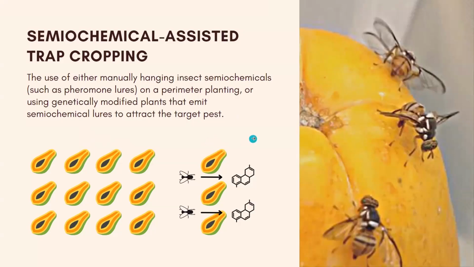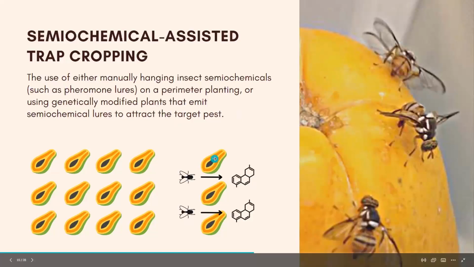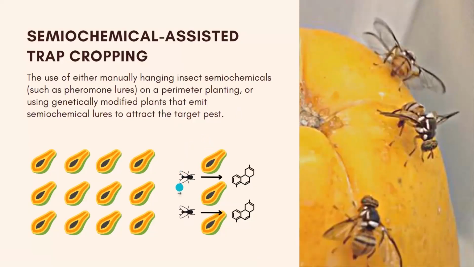So this example was from Hawaii. They used pheromone-baited fly traps hung around on papaya trees in the papaya orchard, the perimeter ones. And that acted as a trap crop, because then all the flies would get attracted to those specific trees. So then that way they could focus their management on the flies on those specific trees, and then the rest of the papayas they didn't have to worry about as much.